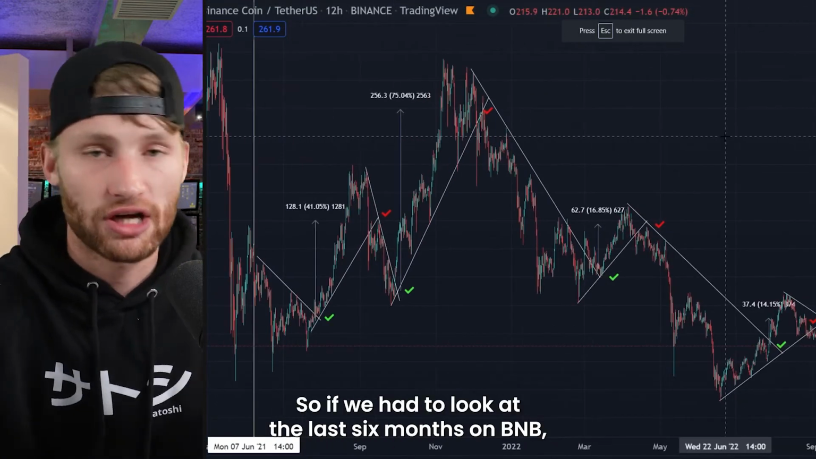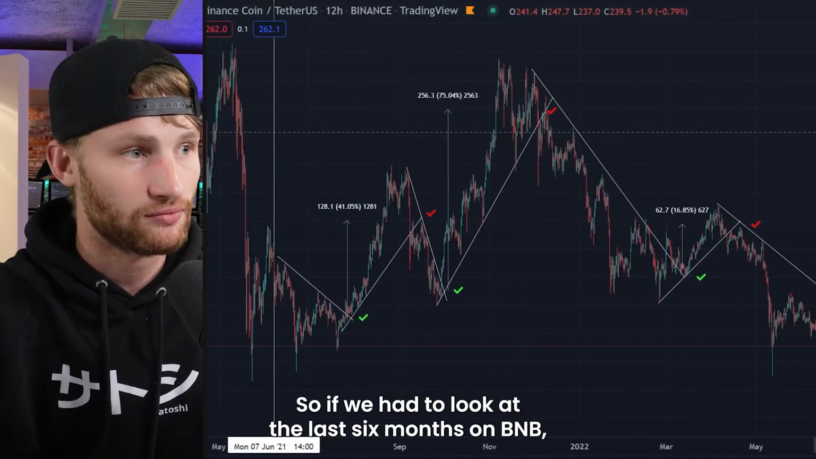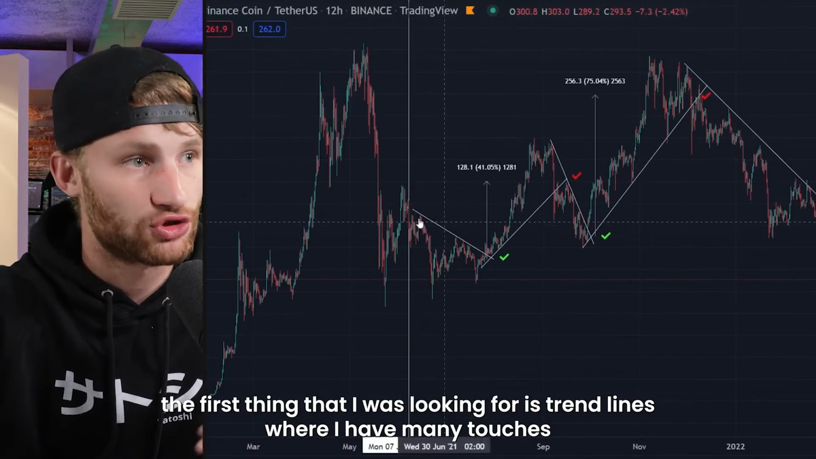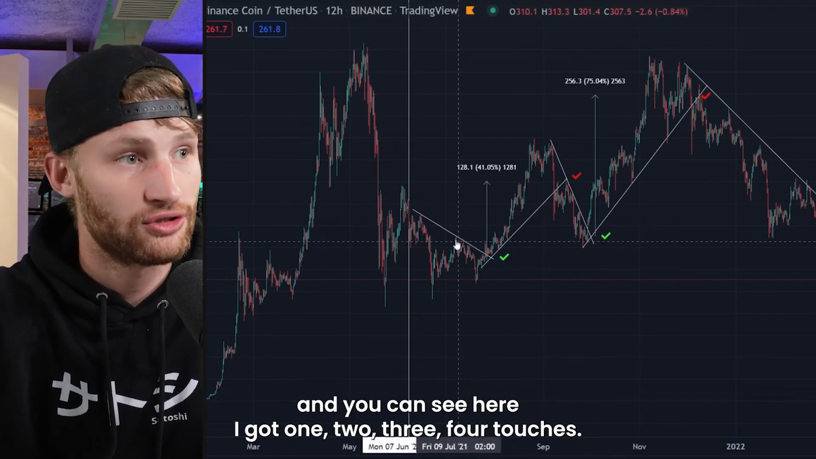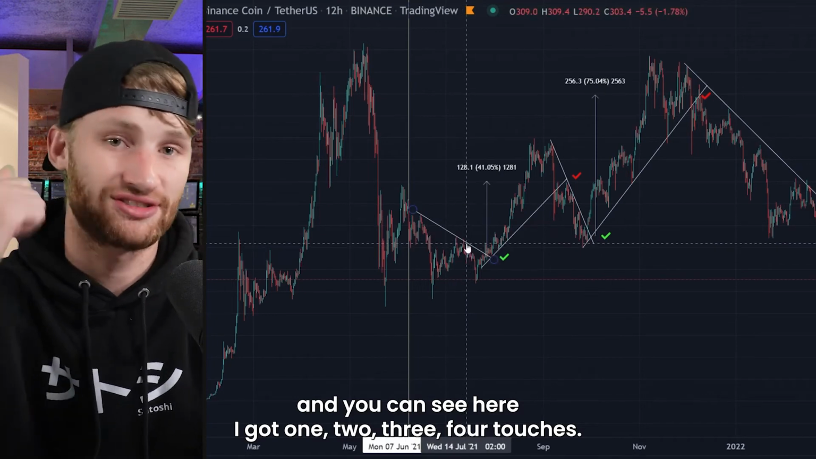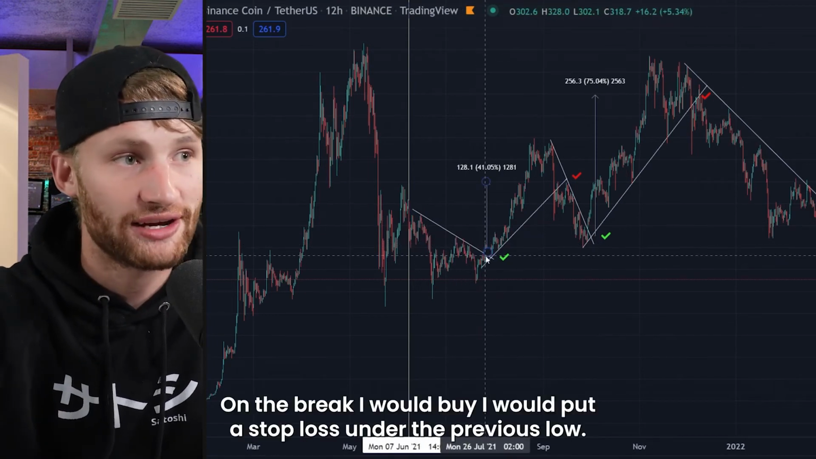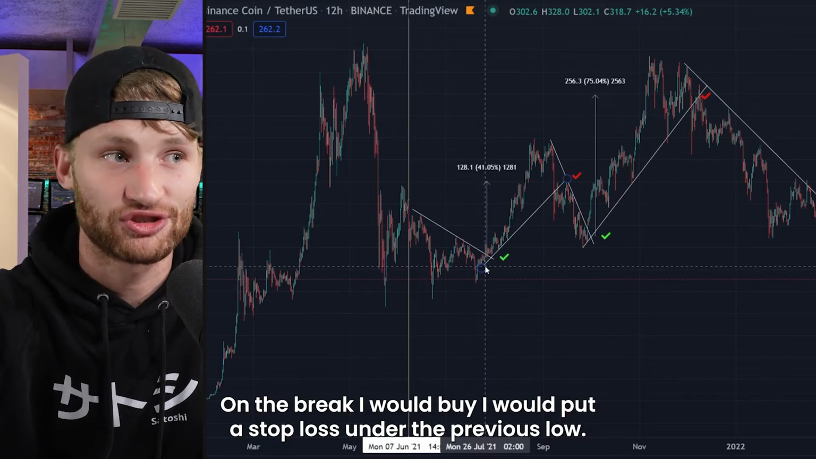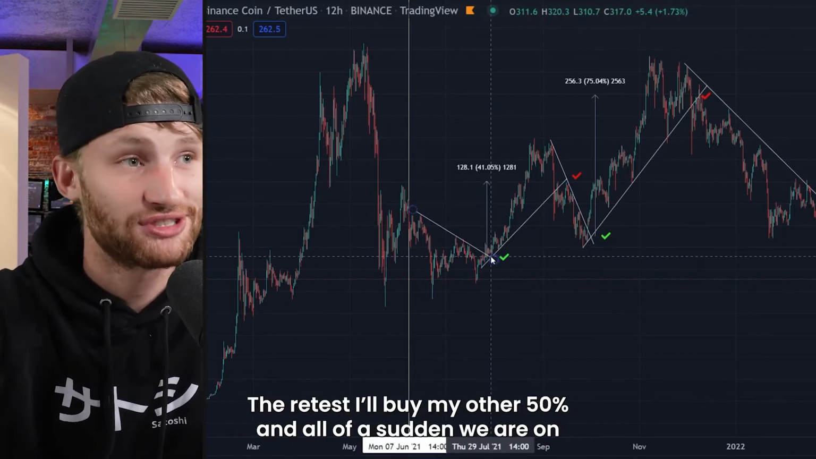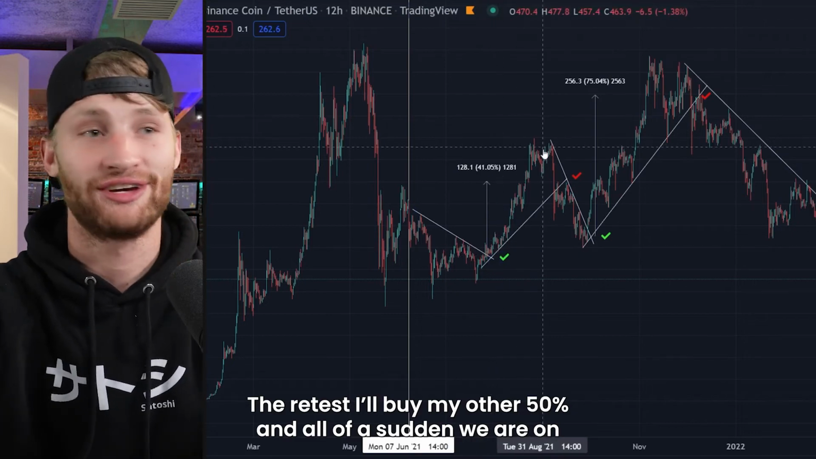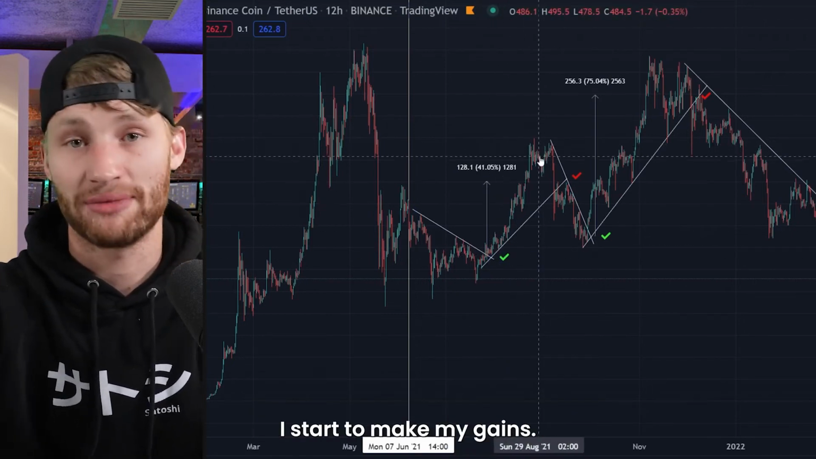So if we look at the last 6 months on BNB, the first thing that I was looking for is trend lines where I have many touches. And you can see here, I got 1, 2, 3, 4 touches. That's great. On the break, I would buy. I would put a stop loss under the previous low. The retest, I would buy my other 50%, and all of a sudden we are on and we start to rally up. I start to make my gains.